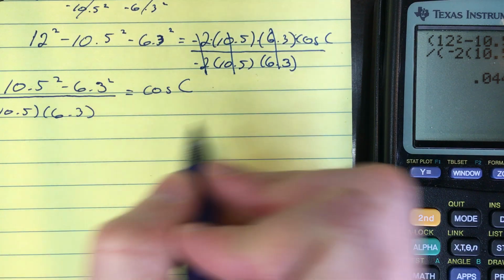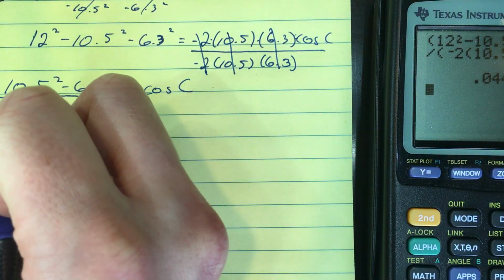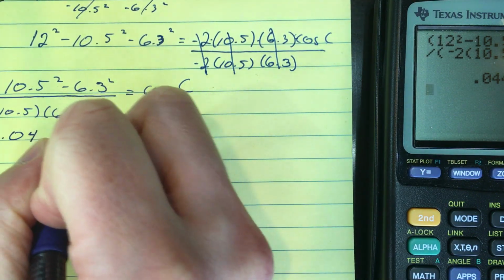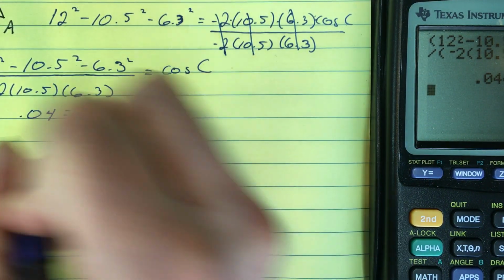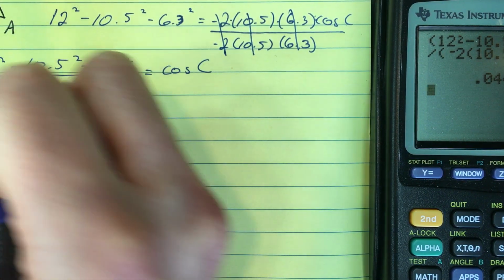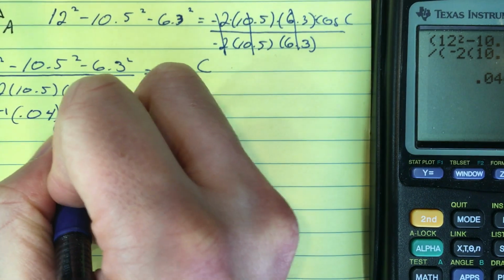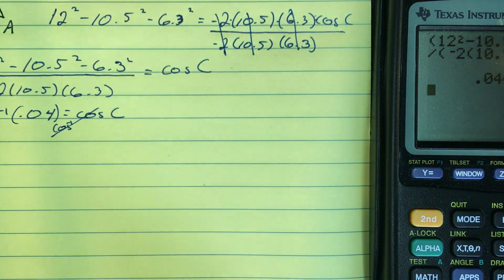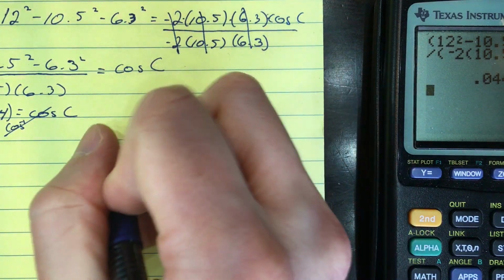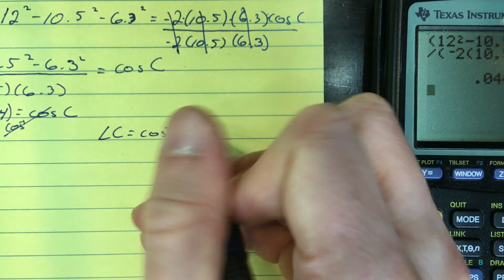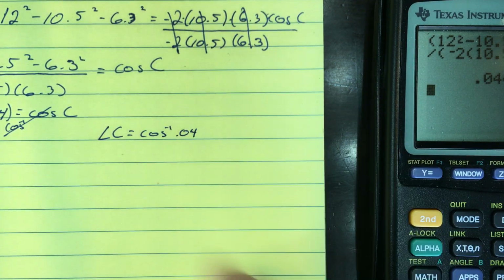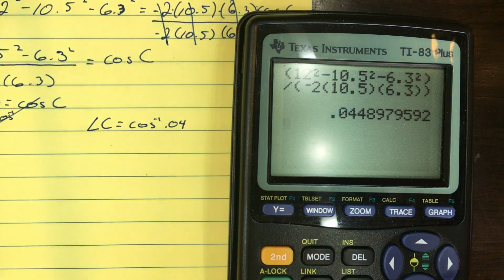So that's going to give us 0.04 with some other stuff. For right now, I'm going to write 0.04 equals cosine C. And now we are taking cosine inverse of the left and the right to get C by itself. So angle C is going to equal cosine inverse of that 0.04 that we still have on our calculator.